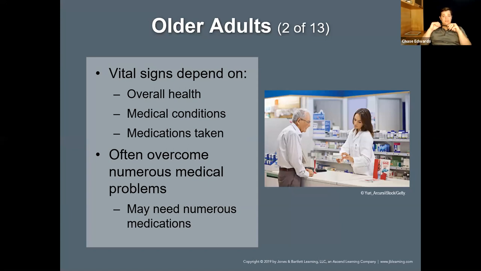Heart disease and cancer, as we said in that depressing slide a little while ago, are the leading causes of death in ages 65 and older. Your vital signs depend on the patient. It depends on their overall health, their medical conditions, and their medications taken. So that's why it's important when we're doing our patient assessments, which is the next chapter, by the way, that we write all that down, right? Older adults are often able to overcome numerous medical problems. So they may need multiple medications to do so, but they do overcome a lot of those issues.